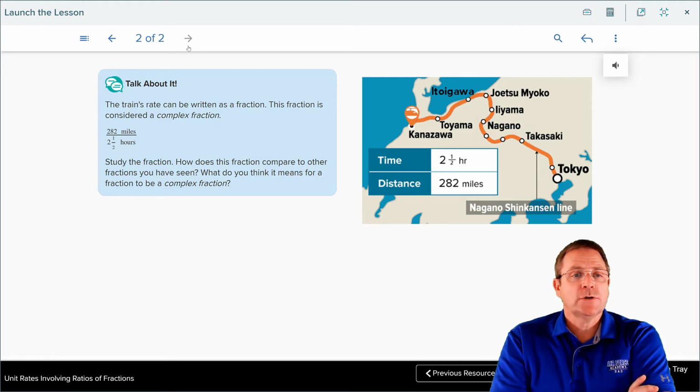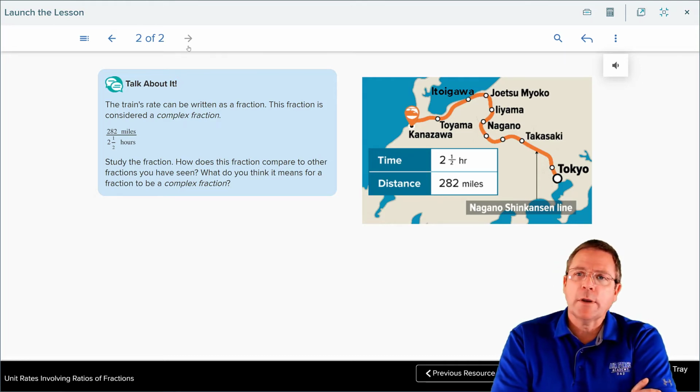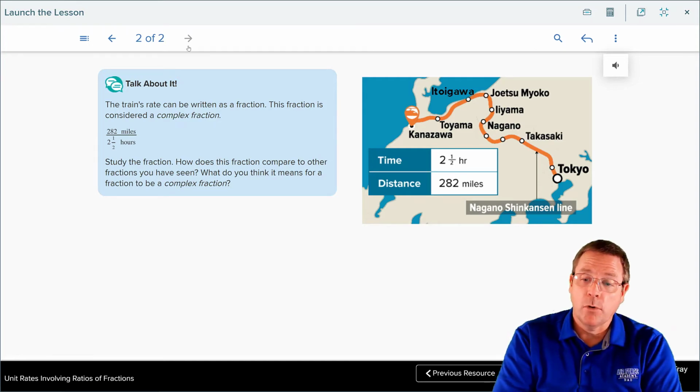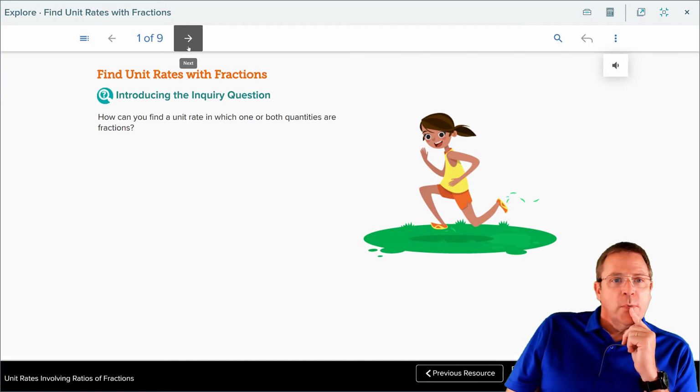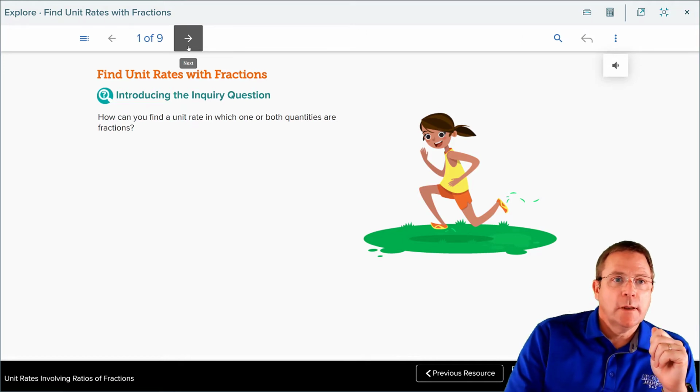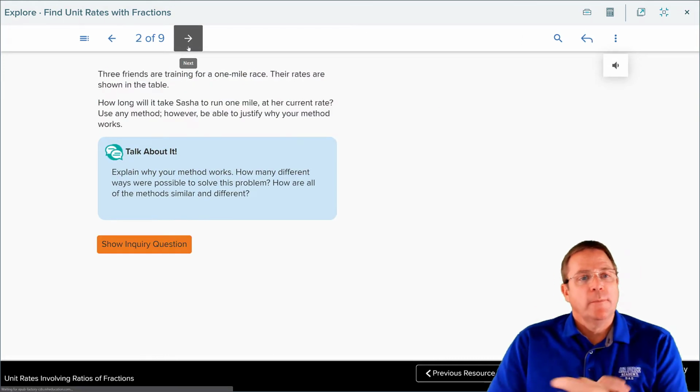Study the fraction. How does this fraction compare to other fractions you've seen? Well, you've got a numerator and a denominator, and that's about it, right? What do you think it means for a fraction to be complex? Well, I just said that to you. These are the types of problems we're going to be working. We're not working this one, but we have a lot more to go with. So, how can we find a unit rate in which both quantities are going to be fractions? That's going to be our leading question here.